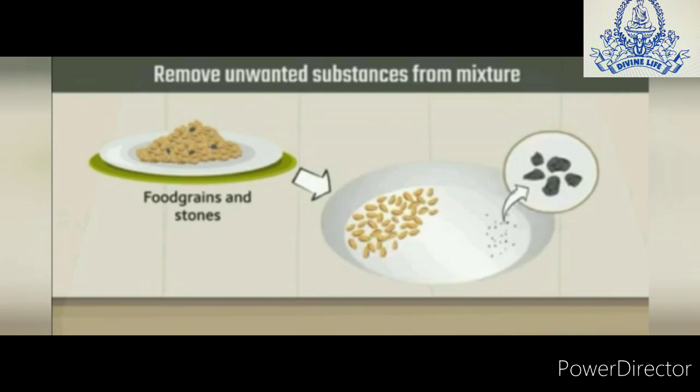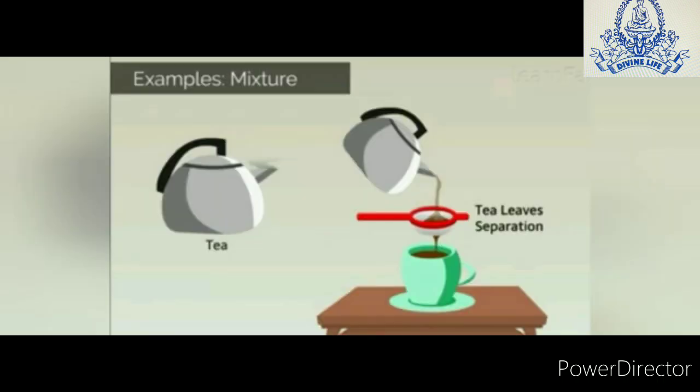For example, we buy wheat, rice and pulses from the market. Those food grains usually contain small pieces of stones and some insects. So we need to separate them from these unwanted things which are present in food grains. Another reason for separating a mixture is to remove a harmful component from it also.